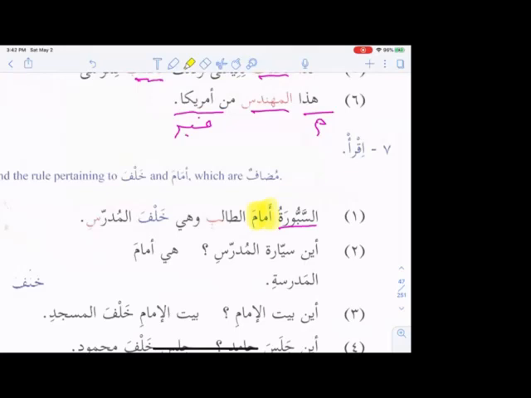Wahiya and mubtada. Khalfa, my brothers and sisters. Behind. Behind mudarisi. Behind the mudaris. And it is behind the blackboard. It is behind the mudaris. It is front of the student. Fine.